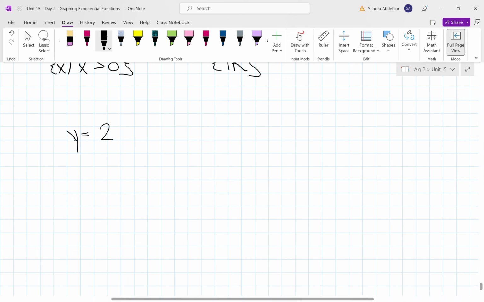Y equals 2 raised to the x squared. For this one, you want to just plug in numbers. You want to just make a chart and plug in some numbers. So let's see. Oh, this is number 9 from homework.